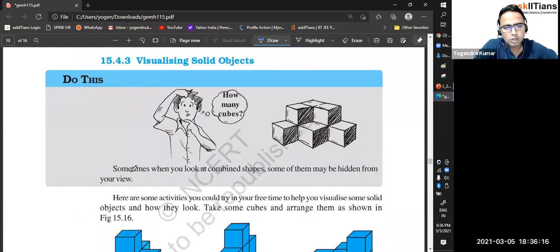Now, how many cubes are there? We can count it like this. If we look at this shape, how many cubes can I count? One cube is there. This one, 1, 2, 3, 4, 5, 6. Right, I can see 6 here. But there is one more cube right below this. There is one more cube right below this, and another right below this, which are not visible to us.